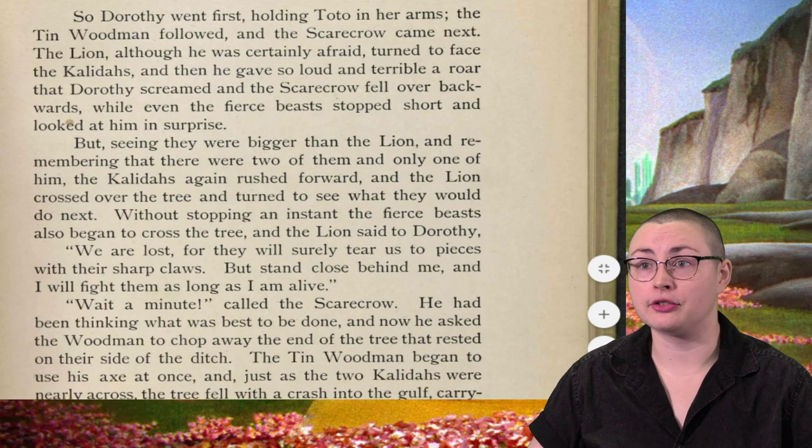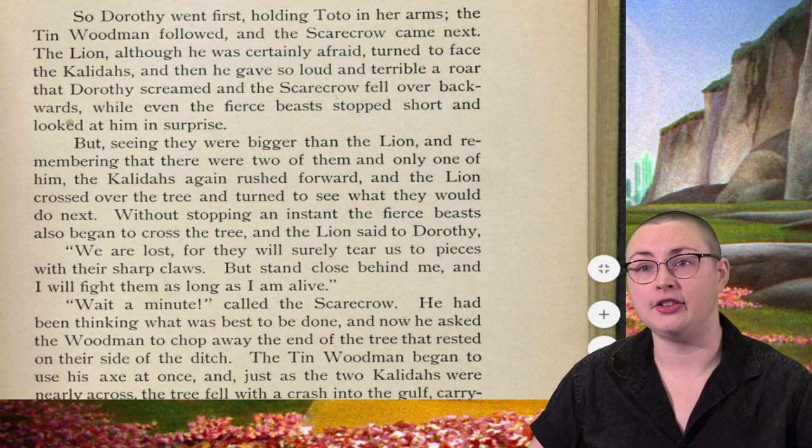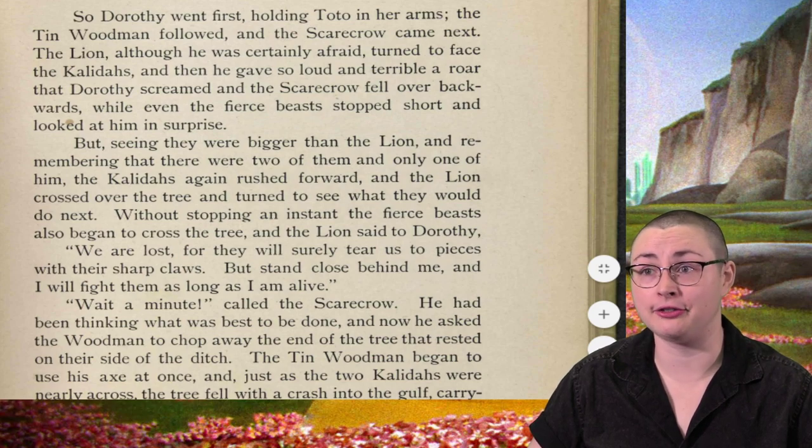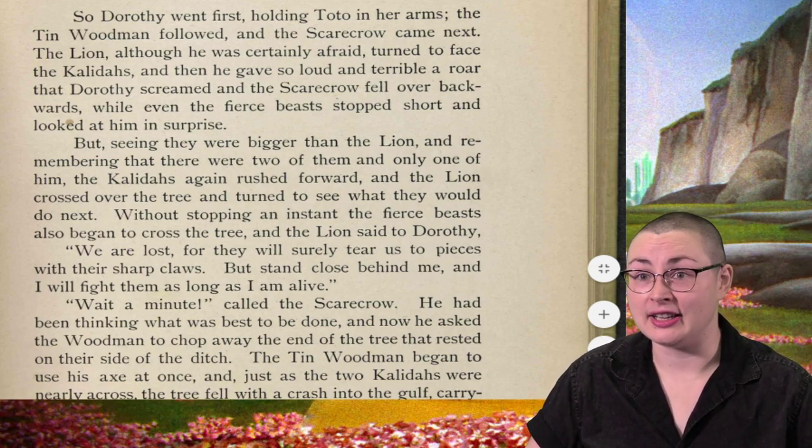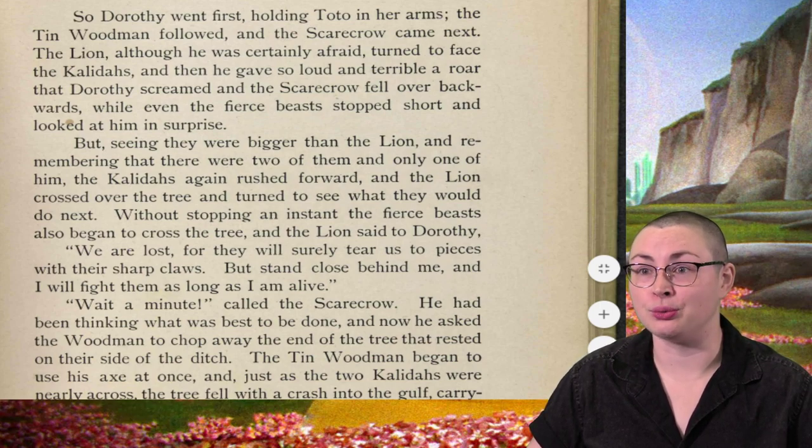So Dorothy went first, holding Toto in her arms. The Tin Woodman followed, and the Scarecrow came next. The Lion, although he was certainly afraid, turned to face the Kalidas, and then he gave so loud and terrible a roar that Dorothy screamed and the Scarecrow fell over backwards, while even the fierce beast stopped short and looked at him in surprise. But seeing they were bigger than the Lion, and remembering that there were two of them and only one of him, the Kalidas again rushed forward, and the Lion crossed over the tree and turned to see what they would do next.